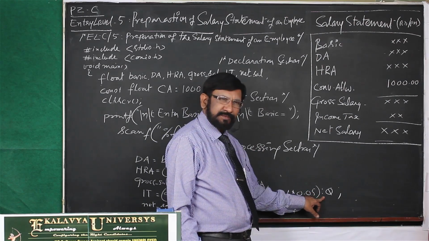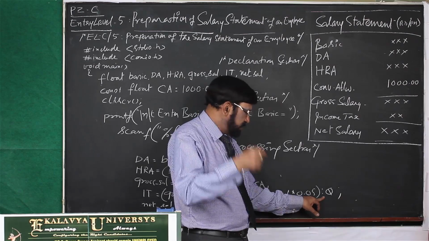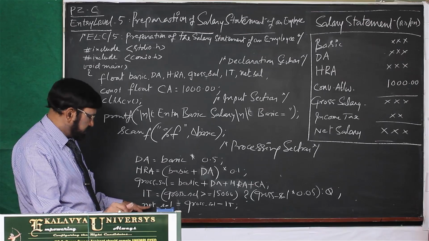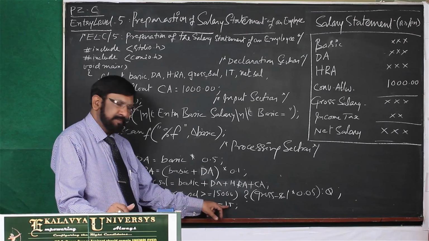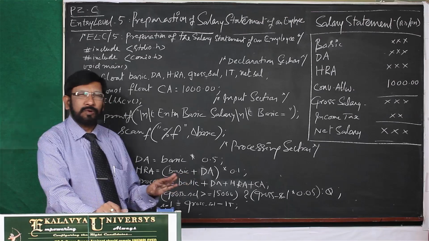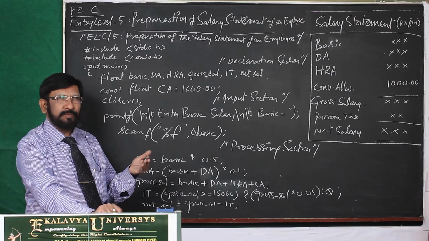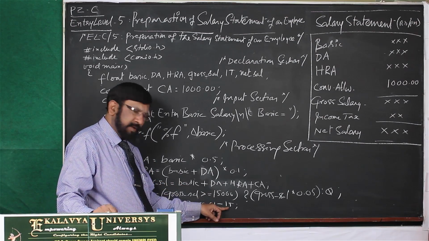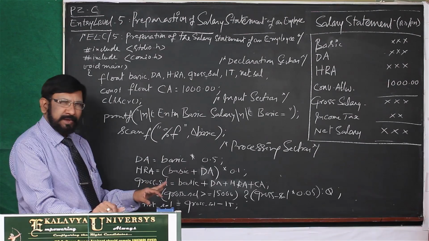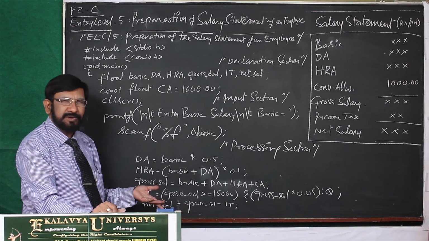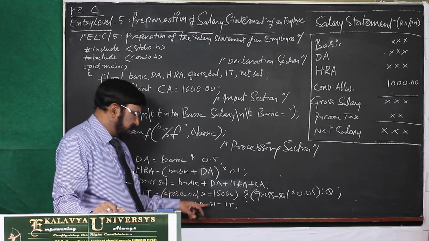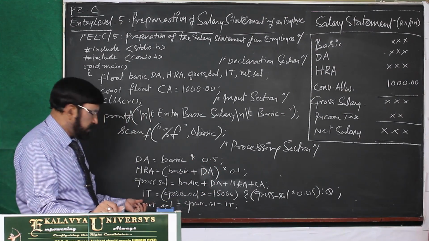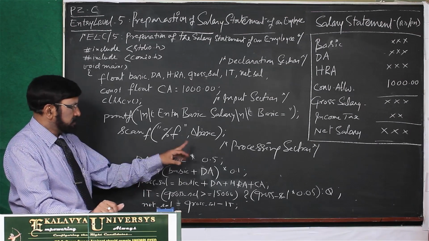Here, else, that means gross salary is less than 15,000, income tax is 0. That is the thing. Thereafter net salary. Net salary is equal to gross salary minus IT. So for those employees for whom income tax is not applicable, IT will be 0. Then in their case, gross salary is equivalent to net salary. For other employees, the actual income tax applicable is deducted from gross salary in order to arrive at net salary. So, this is the processing section.